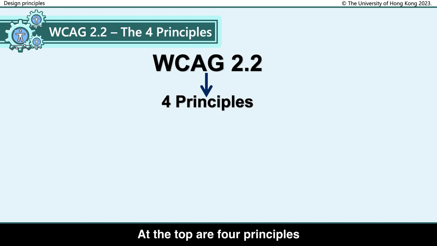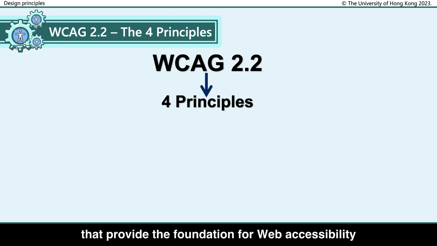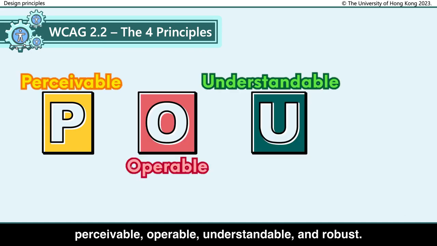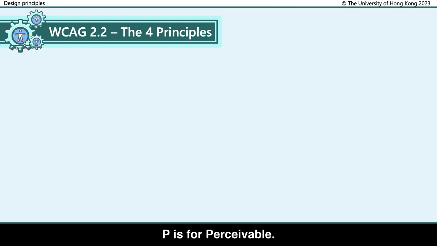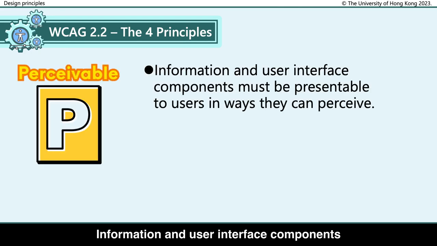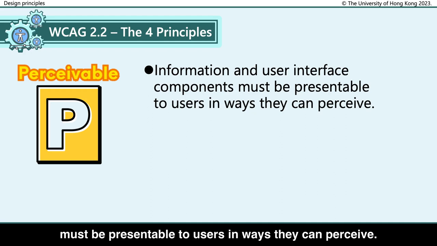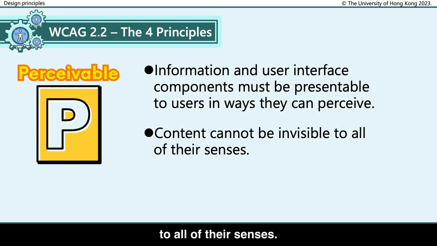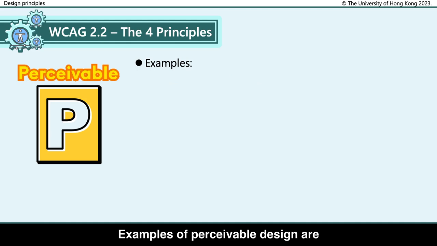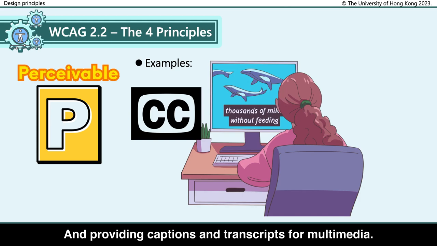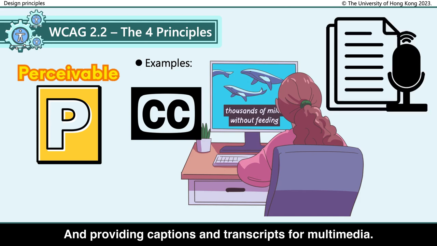At the top are four principles that provide the foundation for web accessibility, known by the acronym POUR: Perceivable, Operable, Understandable, and Robust. P is for Perceivable: perceivable information and user interface. Information and user interface components must be presentable to users in ways they can perceive. This means that the content cannot be invisible to all of their senses. Examples of perceivable design are providing text alternatives for non-text content and providing captions and transcripts for multimedia.